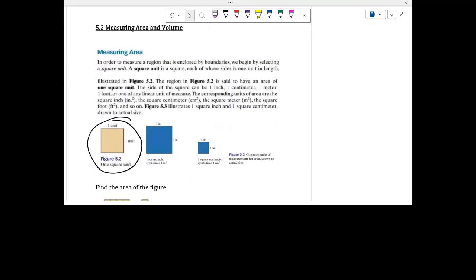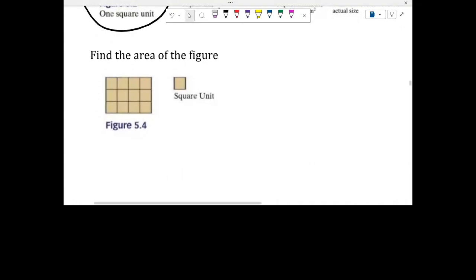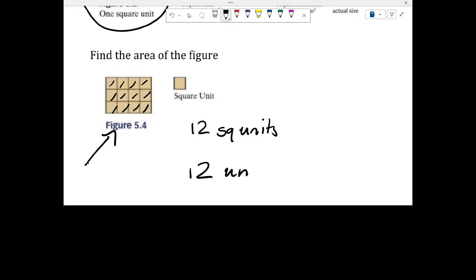And so what we're going to do is try to find the area of this figure. Okay, so y'all, we're going to keep this real easy breezy. All we got to do is count how many squares we have right there. So I'm going to start counting. 1, 2, 3, 4, 5, 6, 7, 8, 9, 10, 11, 12. Okay, so we have 12 square units.